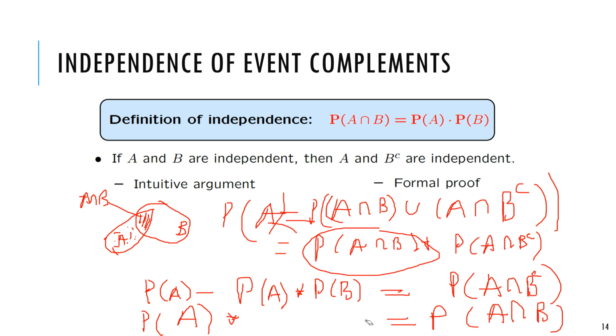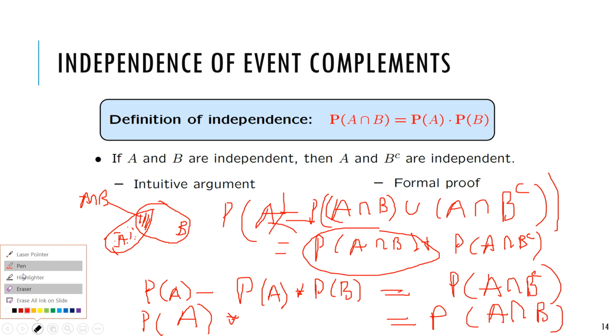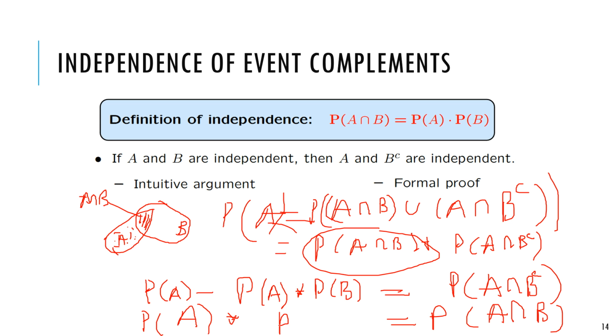So we can write the probability of B complement as this matrix. So this formula means that A and B complement are independent.